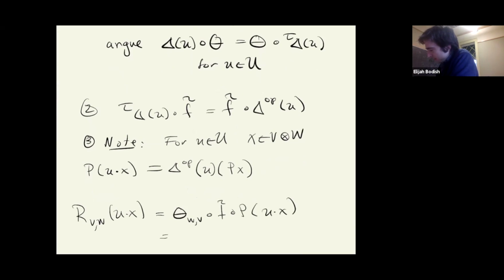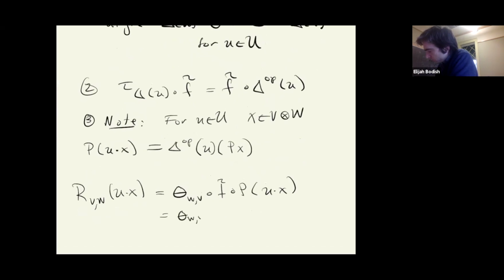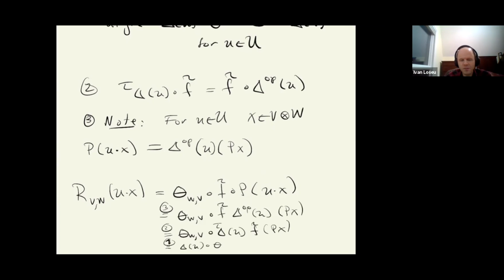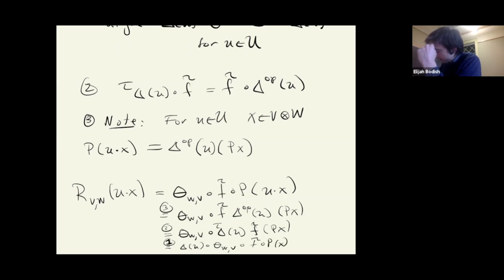So this step 3 will give us theta WV F tilde of delta op of U PX. And then step 2 gives us theta WV of delta U F tilde PX. And then step 3 gives us that this is, I see there's tau there. This is delta of U. And it's step 1. Step 1, yes. Of theta WV, theta VW, I believe. No, theta WV. Of F tilde of P of X, and that's U acting on R VW of X.